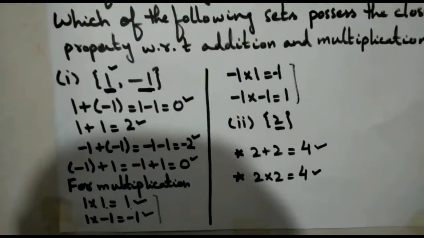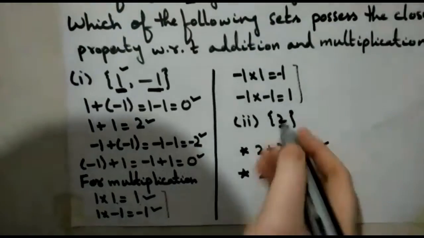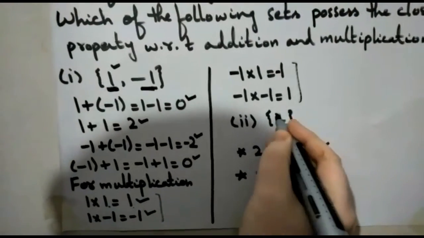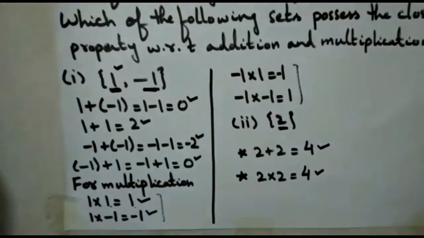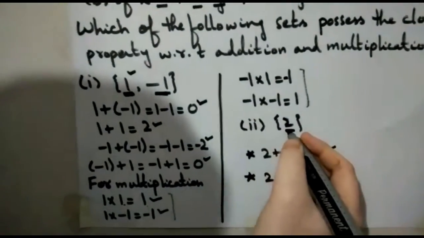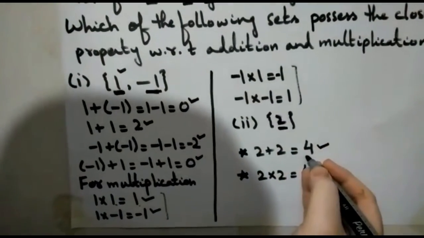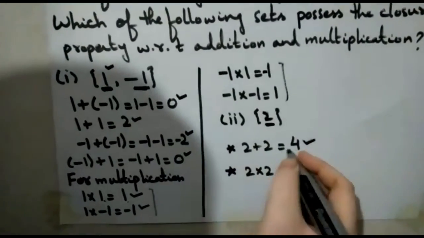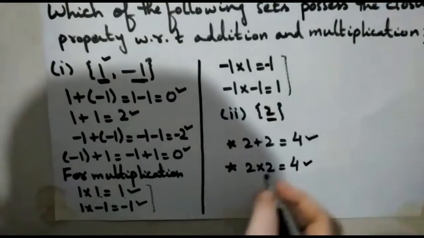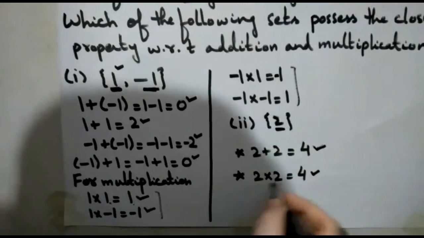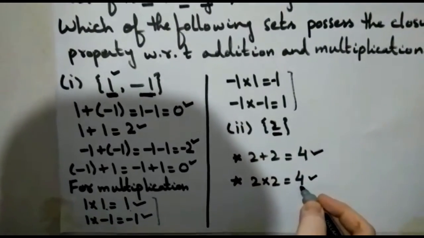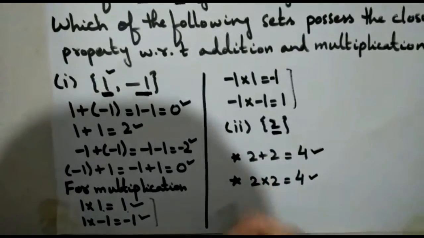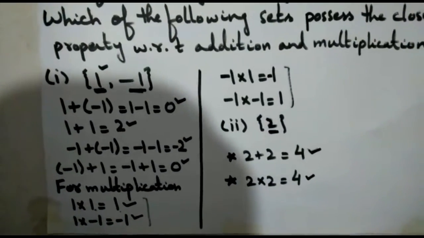Now coming to another example: the set {2}. We have only one number in this set. For addition, we will add 2 to 2. 2 plus 2 is equal to 4. 4 does not belong to this set. This set does not possess the closure property with respect to addition. 2 multiplied by 2 is equal to 4. It means this set does not possess the closure property with respect to multiplication.